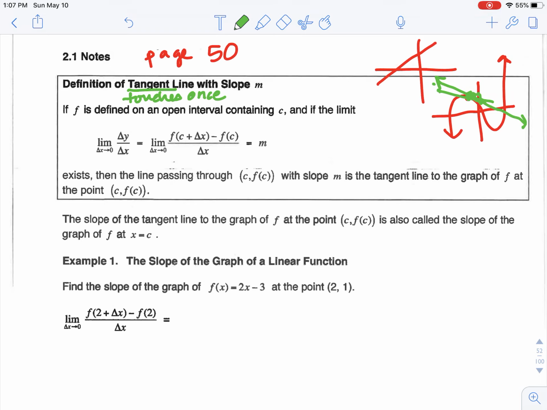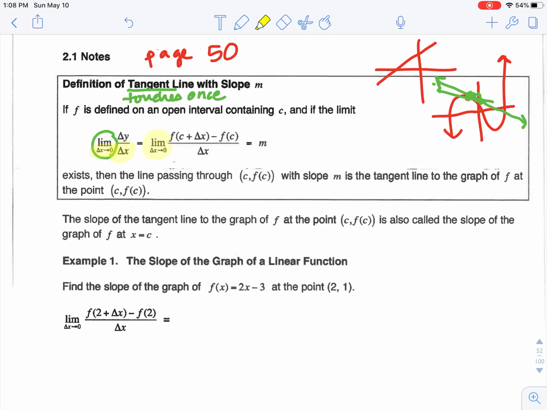So this is the actual definition of a tangent line. Really it's the limit as change in x becomes 0, as delta x becomes 0. That's what that part means on the denominator, on the bottom. So we're looking at as that change in x becomes really small. That's why it's a limit.